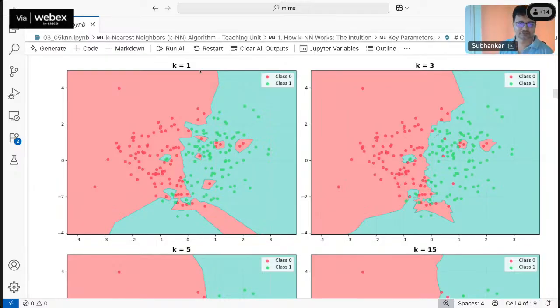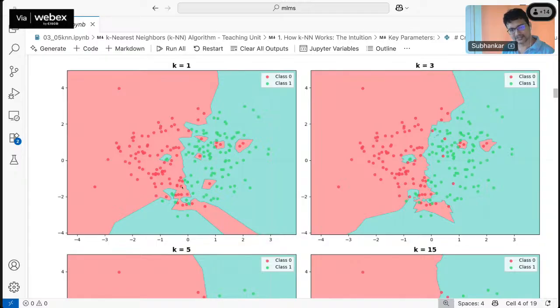Here, if you see k equal to 1, the boundaries are very strict, very close to the point. I'm just asking my immediate neighbor. If I ask k equal to 1, you will never have a decision boundary where a wrong classification is happening. I'm just asking me and my neighbor. If you see in all these points, there are two green points in the green zone. Similarly, all these green points are in the green zone. Even in the dense areas, there is no issue.